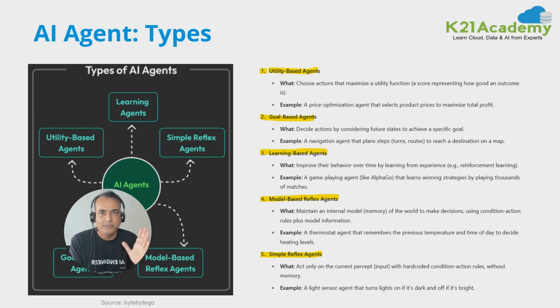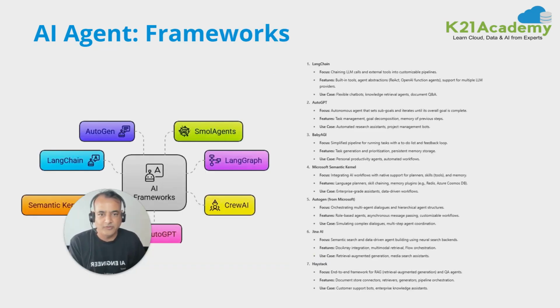So without any more than simple logic: if it's dark, switch on the light; if it's off, and so on. So this is a very simple way I've explained all these 5 different types of agents. So you'll be working on some of these things.